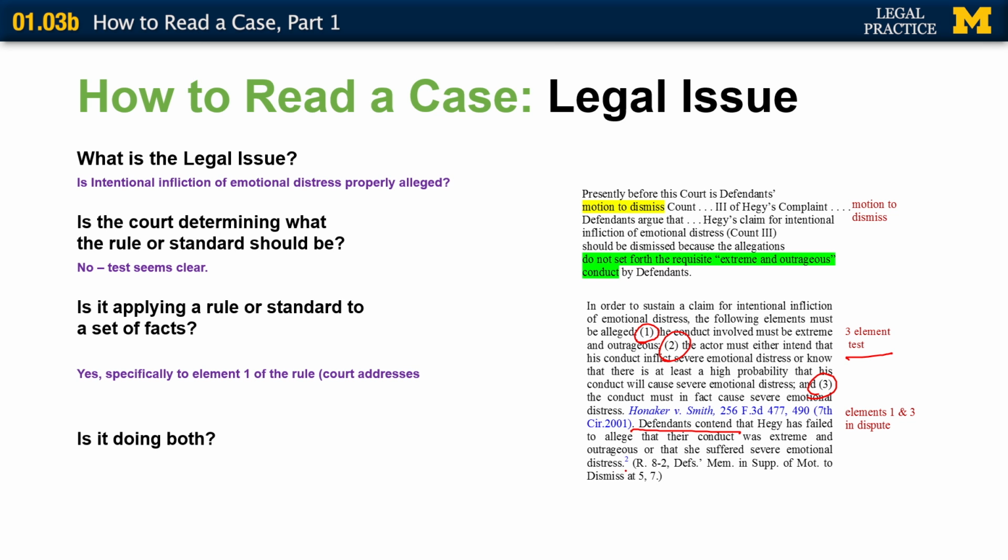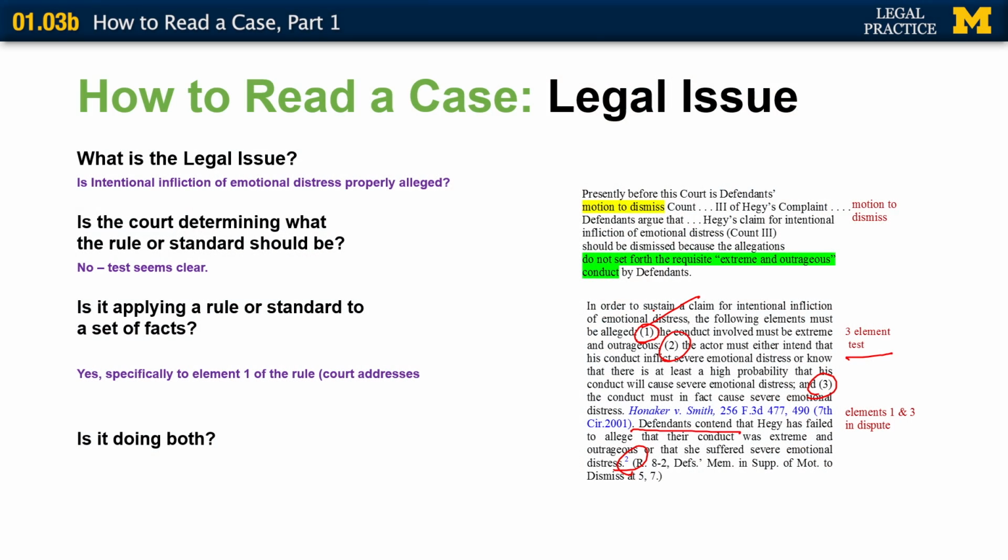But you'll notice there's a footnote here. Got to read the footnotes, every single one of them. And in that footnote, the court gets rid of the question of whether element number three has been satisfied or not. And the court says, yes, for the purposes of this motion, we're going to assume she has severe emotional distress.